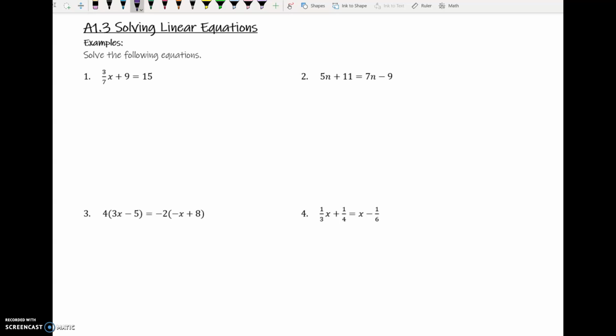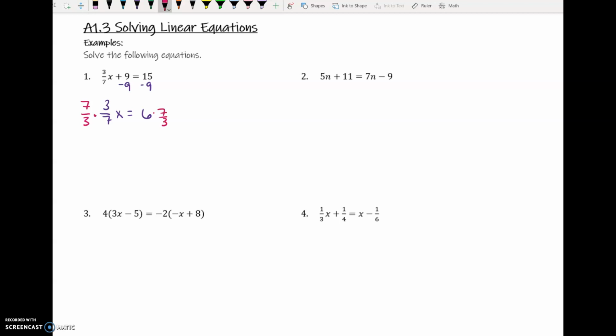In this lesson, we're going to cover solving linear equations and rewriting equations and formulas. Number one is a two-step equation. We're going to start by subtracting 9 on both sides. That will give us 3/7 x equals 6. To undo times 3/7, we are going to multiply both sides by 7/3.